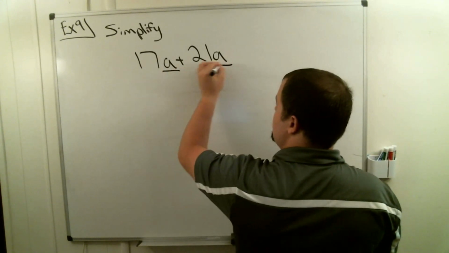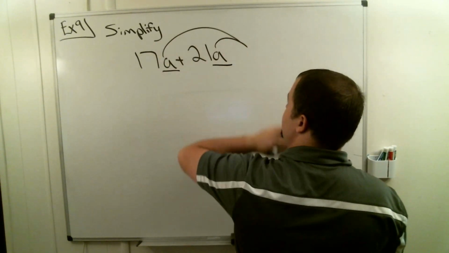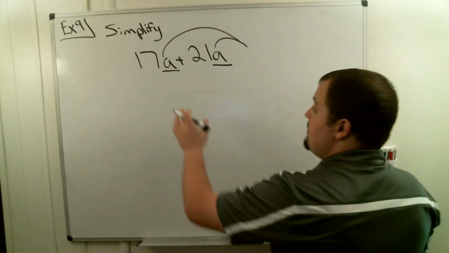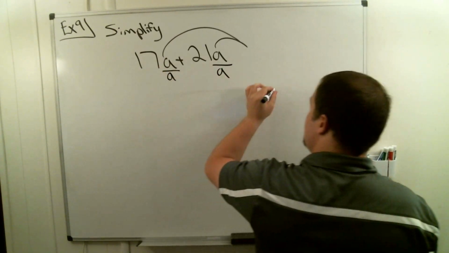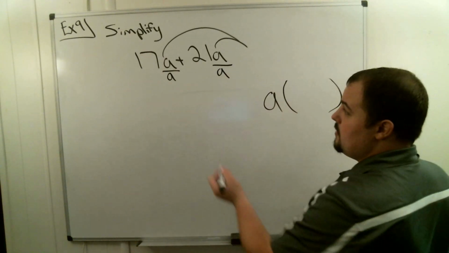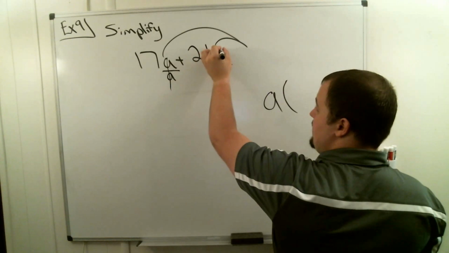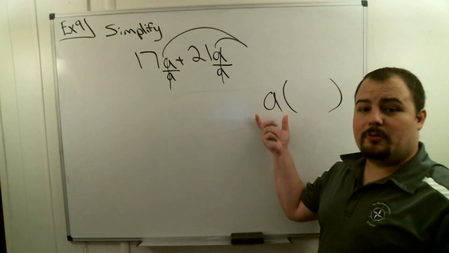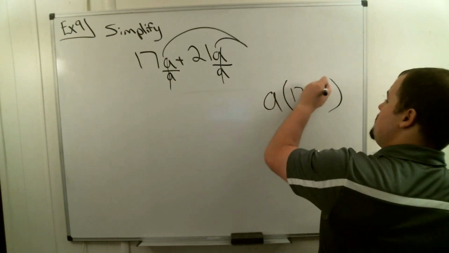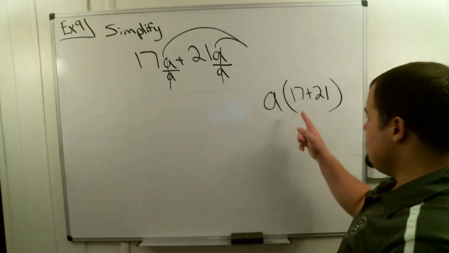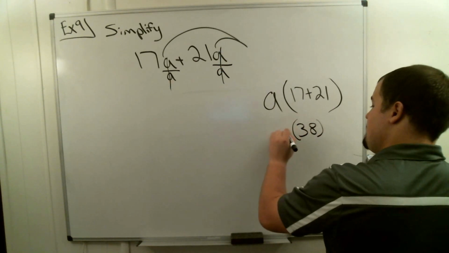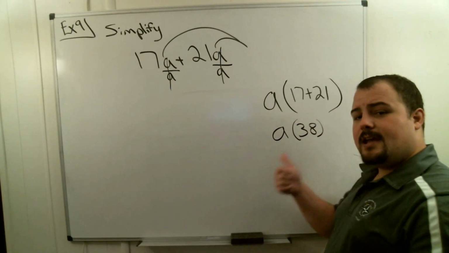So what we could do is we could take A out of the problem, because they both have it. So what we're really doing is we're dividing A out. So a number that we divide out goes on the outside of parentheses, and what we have left goes on the inside. So if I take A divided by A, that cancels out. A divided by A cancels out. So the A is the number that we just took out. Inside the problem, we'll still have 17 plus 21. Now, we all know that 17 plus 21 is 38. So what this really means is that we have A times 38.